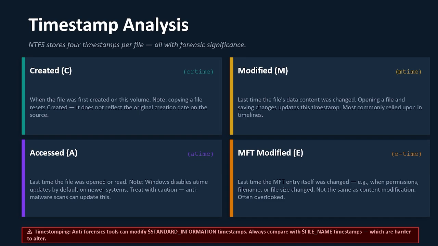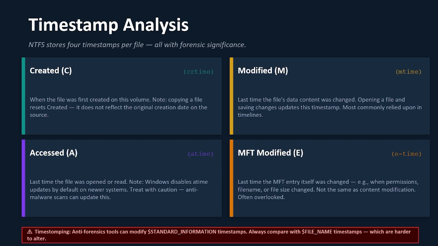When looking at the files, you're looking at timestamp analysis. There's the M time or modified time, the A time or access time, and the CR time or created time. And the E time is the last time the MFT entry was changed, like permissions or file size or something else. So that may have important information if someone is trying to take steps to hide when a file has been modified or changed.